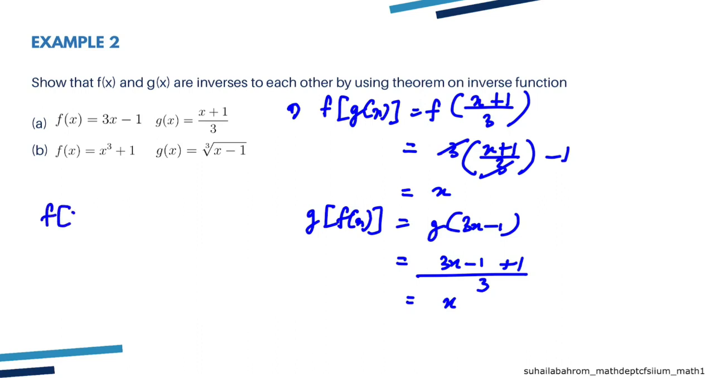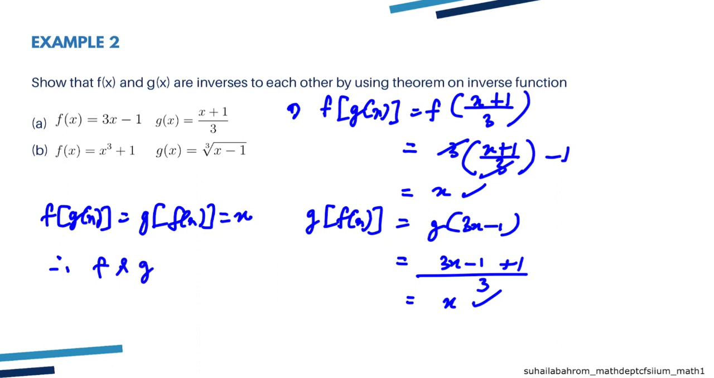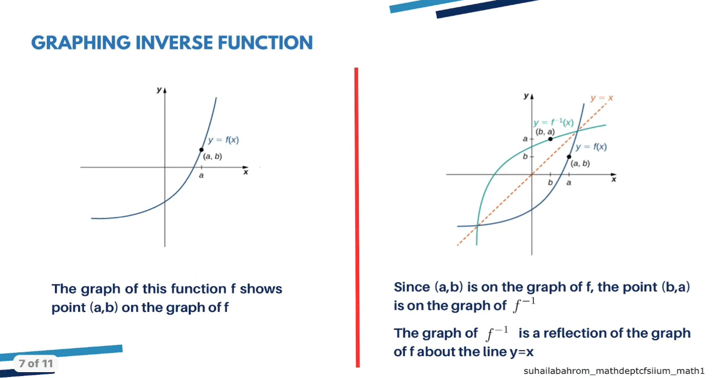So since f composite g is equivalent to g composite f, and this value is equivalent to x, therefore it is proven that f and g are inverse to each other. You can also prove the question in part B. When the composite equals x, meaning that they are inverse to each other.